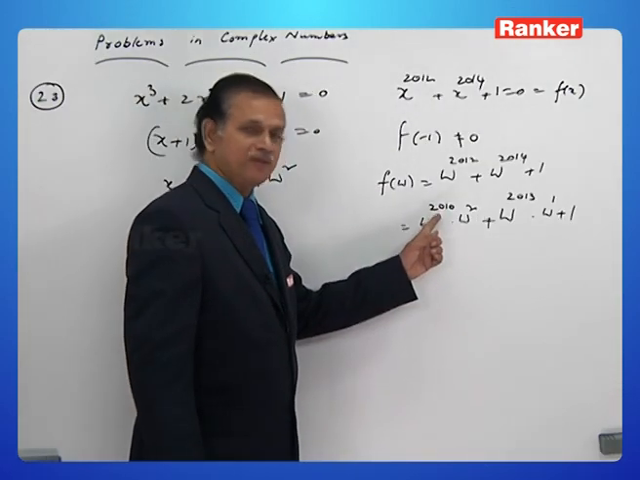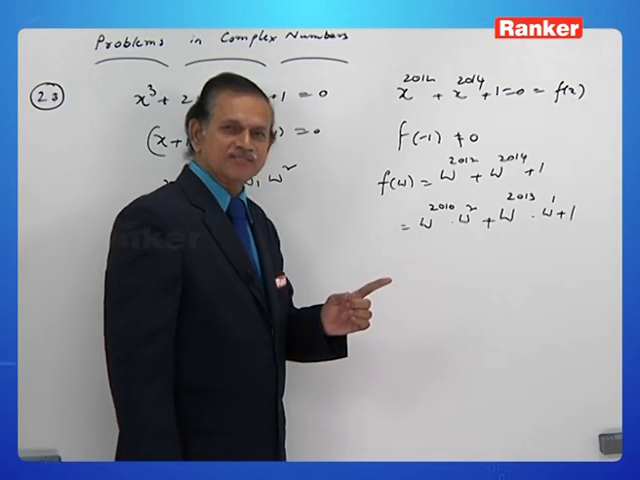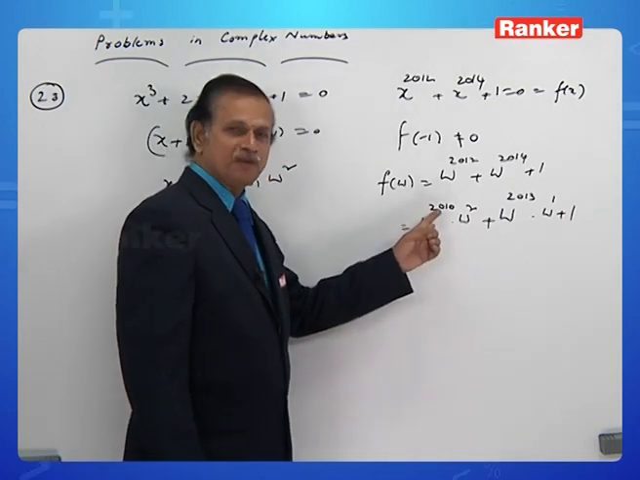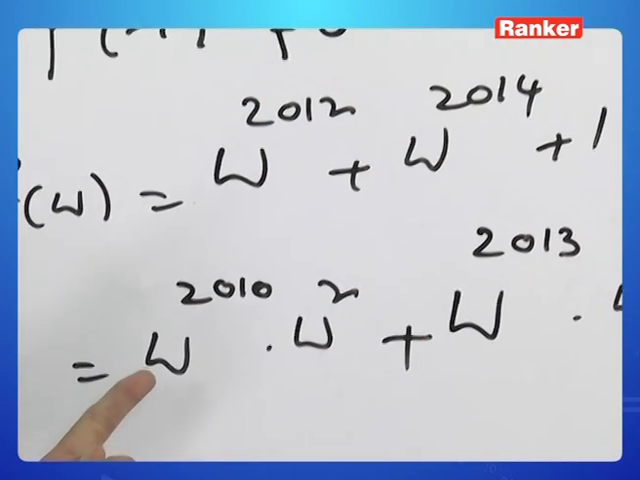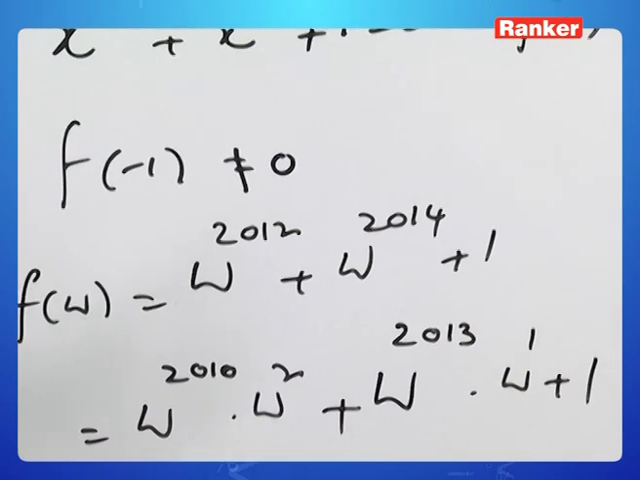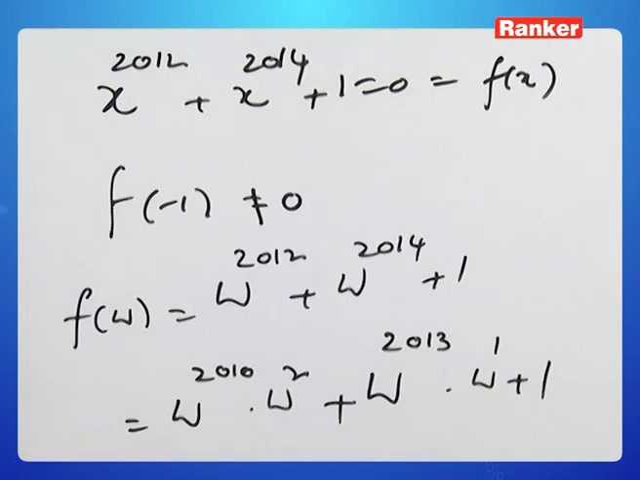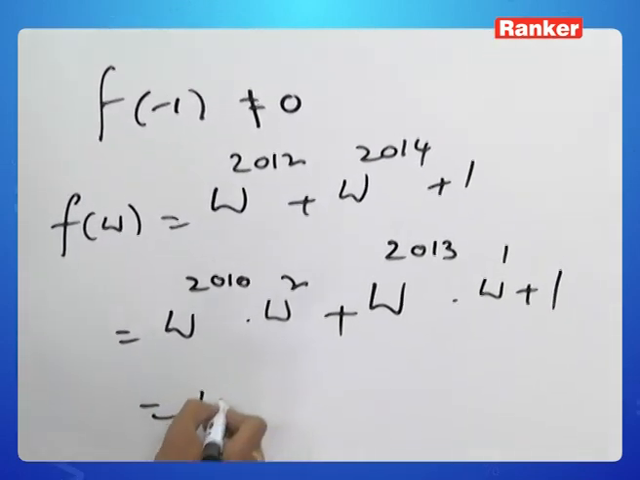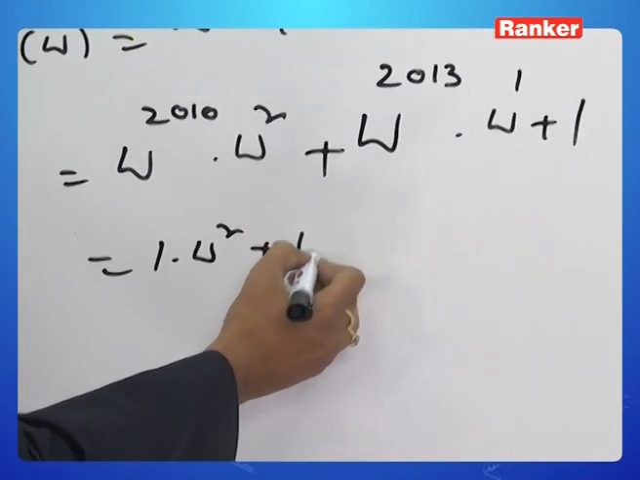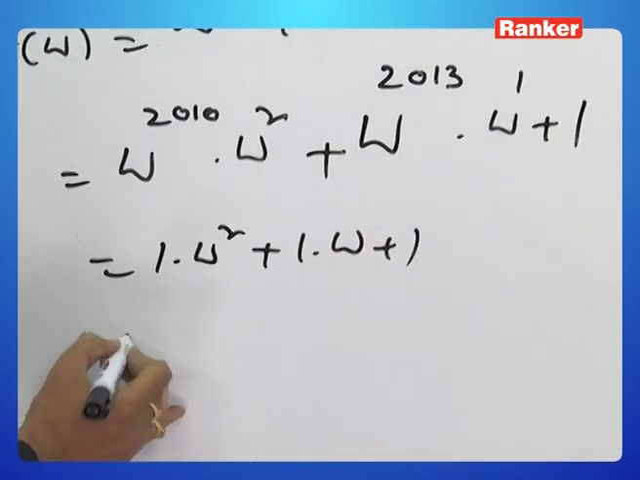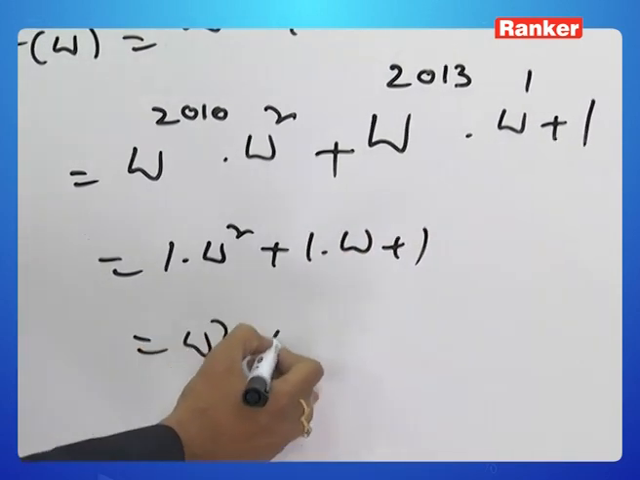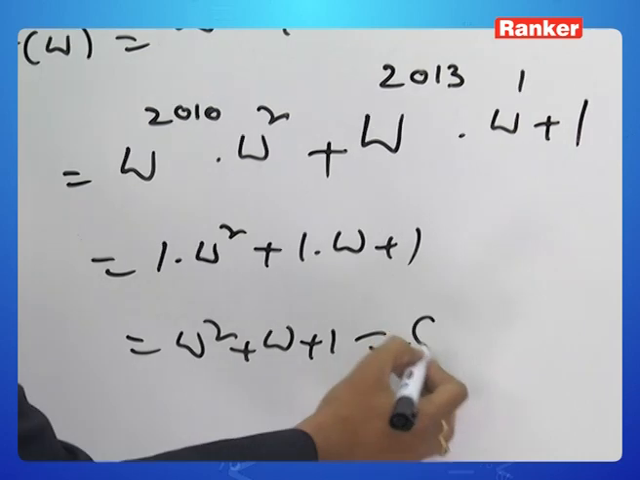Look at this, 2010 is a multiple of 3. As a multiple of 3 occurs as the exponent for omega, you use that this is 1. Hence, this is equal to 1 into omega square plus 1 into omega plus 1. Hence, omega square plus omega plus 1 is equal to 0.